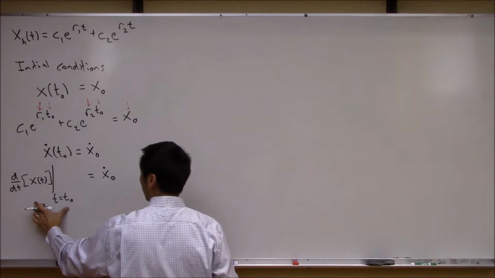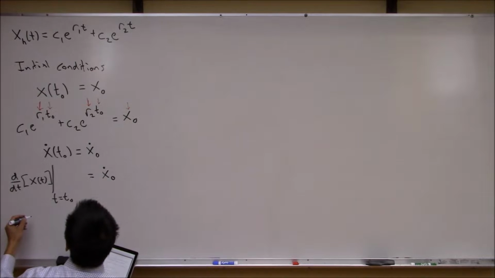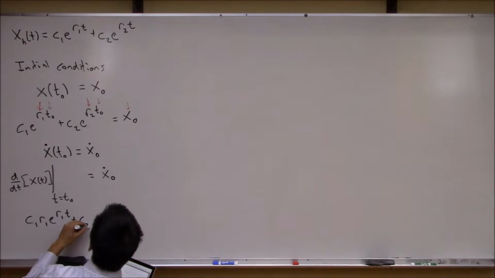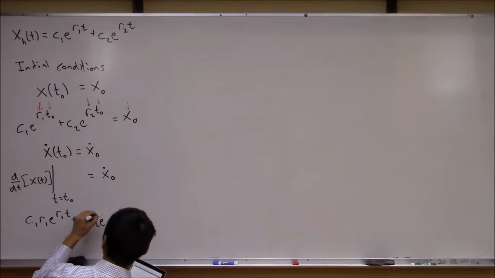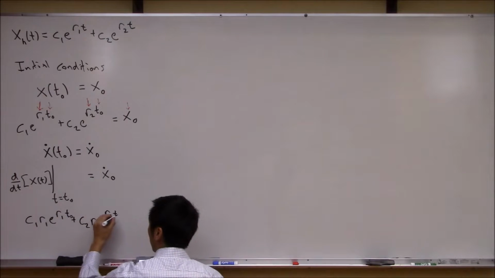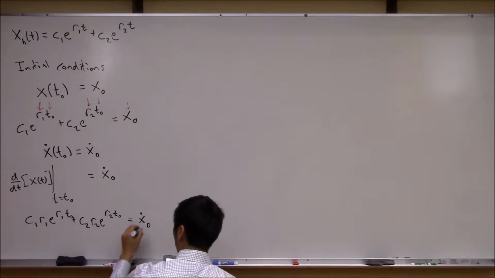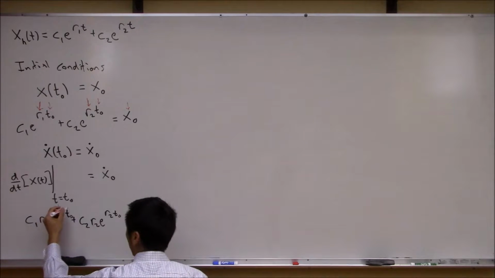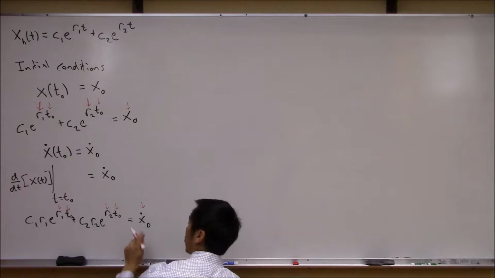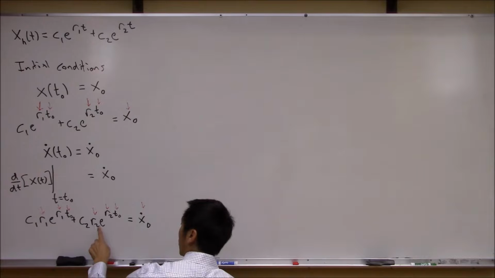So let's go ahead and get this left-hand side. I have to take the first derivative of the homogeneous solution up there. So we end up with c1 r1 e to the r1 t plus c2 r2 e to the r2 t. Then everywhere I see t, this has to be a t0. Great, that's the left-hand side. This has to equal x dot 0. And what do we know? We know r1, we know r2, we know t0, we know this initial velocity. So here is equation number 2.